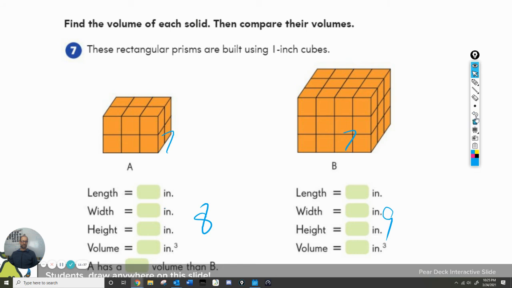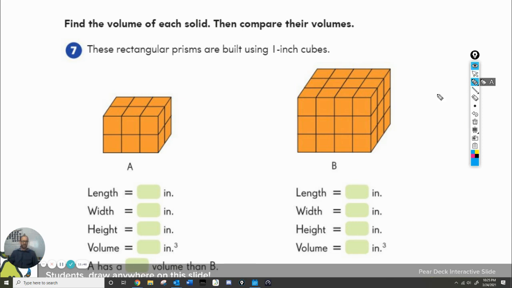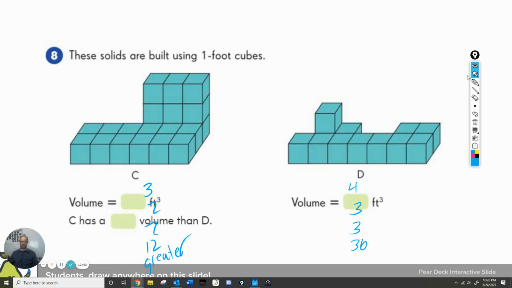Boy. All right. Pause me. I'm solving it in 5, 4, 3, 2, 1. Okay, hopefully y'all got this. 3, 2, 2, 12, and 4, 3, 3, 36. Well, of course A has a greater volume than B.